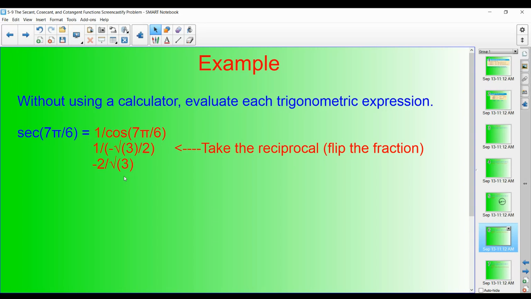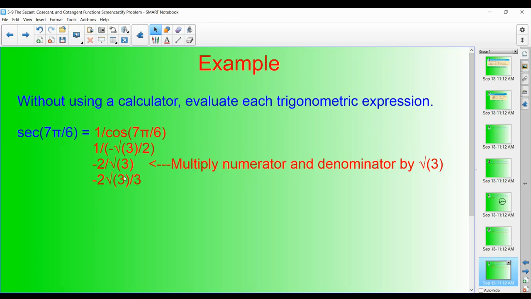So what we do is rationalize the denominator by multiplying both the denominator and the numerator by that square root of 3. So that when we do square root of 3 times square root of 3 in the denominator, we get 3. And the numerator then has the square root in it, because negative 2 times the square root of 3 cannot be simplified or rewritten in any other form. And that would be our final answer. So the secant of 7 pi over 6 exactly is negative 2 square root of 3 over 3.